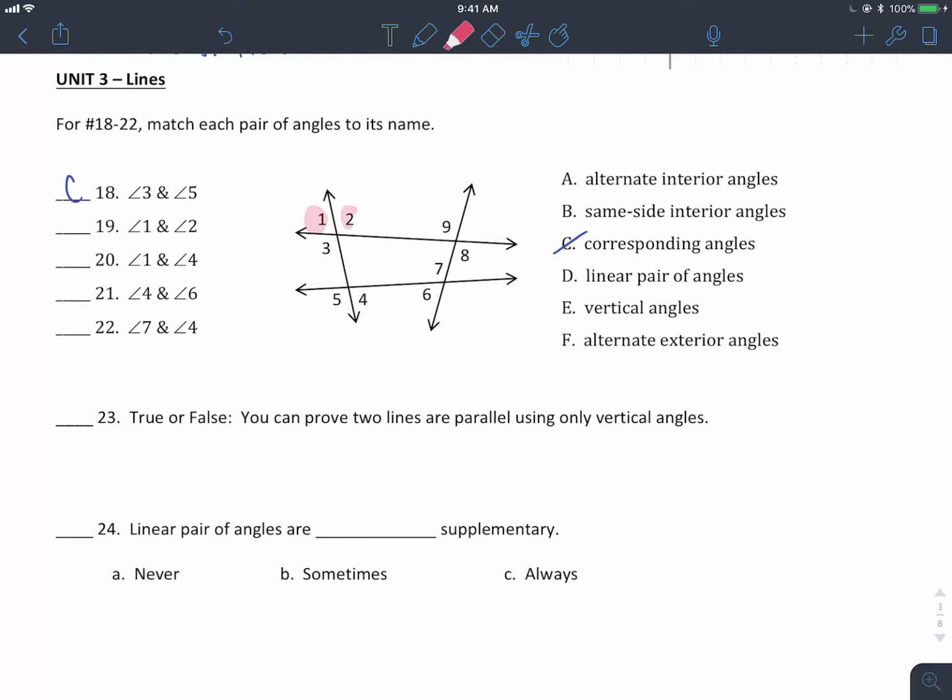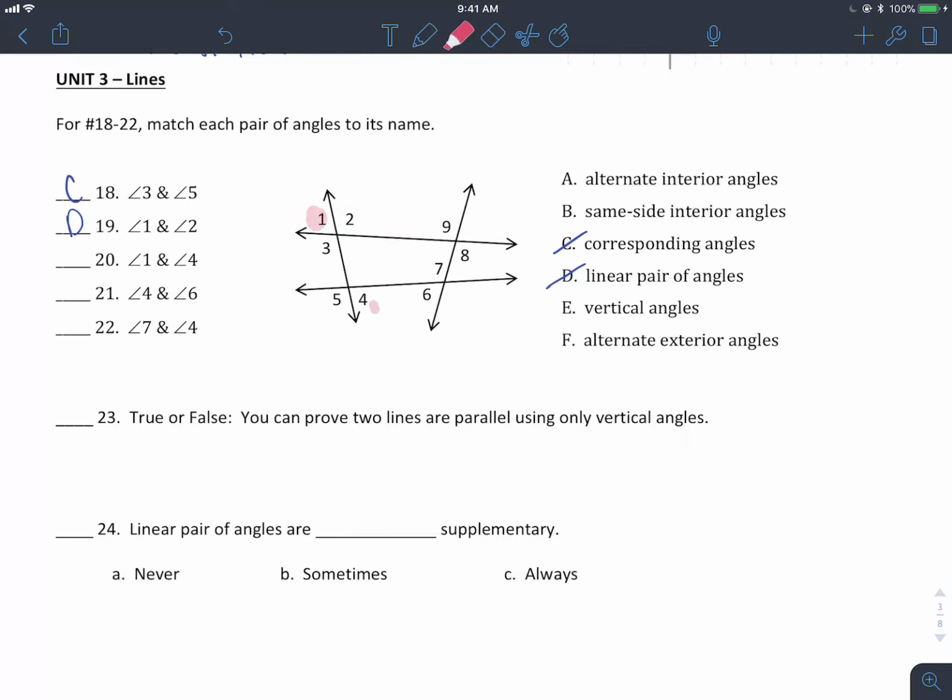Next we have 1 and 2. Together they make a straight line. So if we drew it more like this, they make a straight line. That means they are a linear pair.